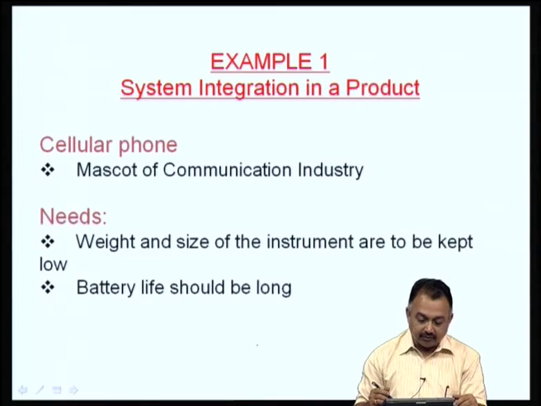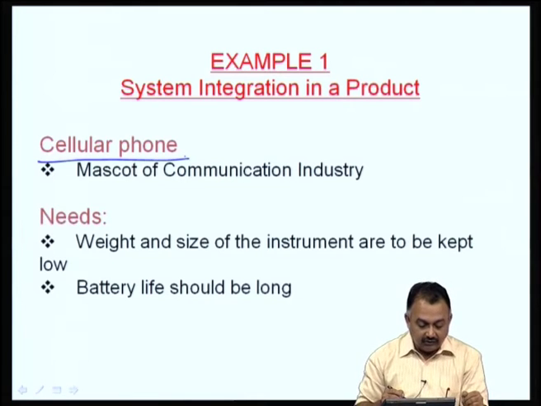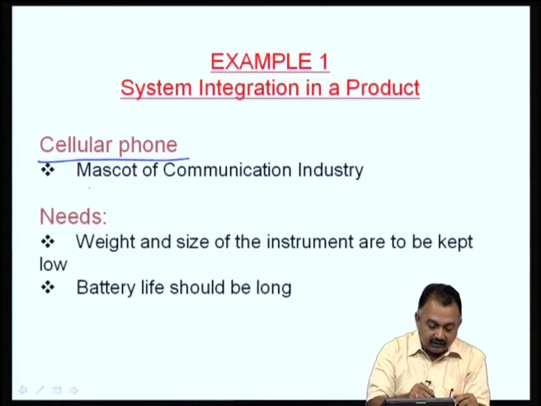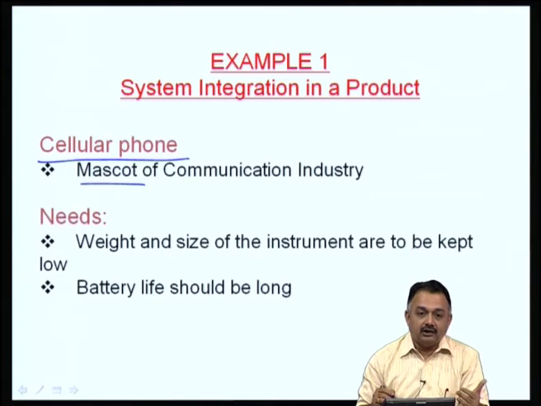System integration in a product, example 1: we will take the cell phone. Okay? Cell phone is our first example. As you know, this is the important activity in the communication industry globally today. So, you can say it is the mascot of the communication industry, and the cell phone defines the growth of this industry, because the volumes manufactured, or the number of mobile phones manufactured, is humongously large.